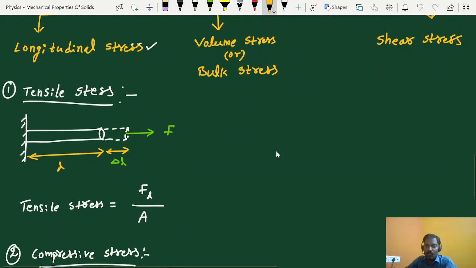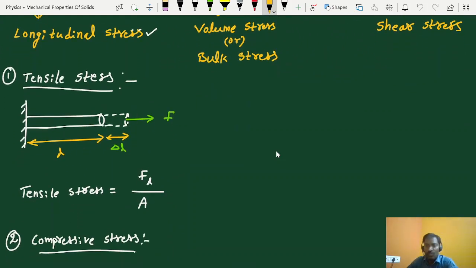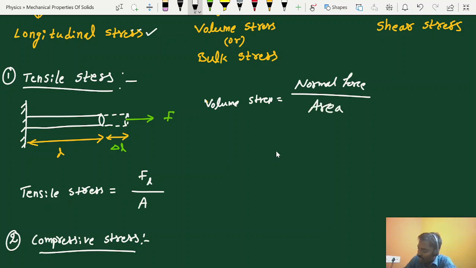Next one is volume stress. Volume stress is simply defined as normal force by area of cross section. Or when the solid body is placed inside the liquid, simply you can say the liquid pressure itself is the bulk stress or volume stress.